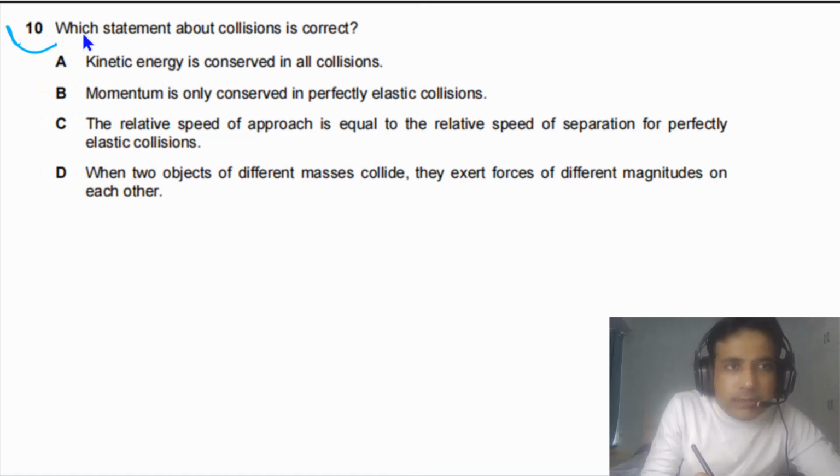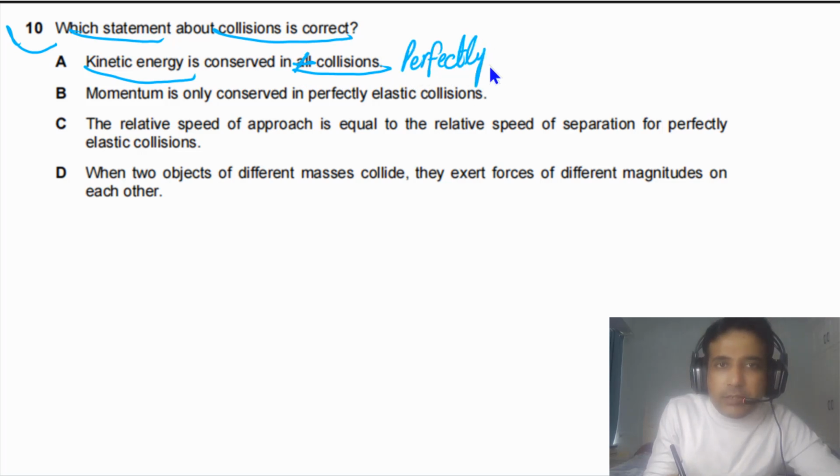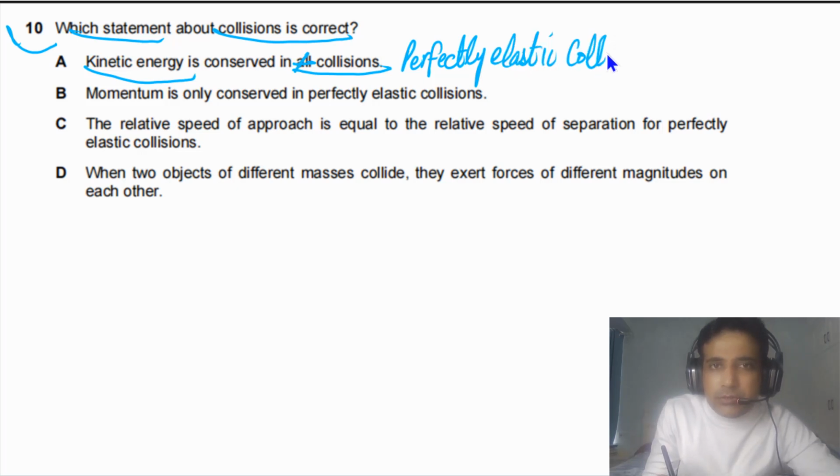Question number 10 says, which statement about collisions is correct? If you look at option A, it is given to us that kinetic energy is conserved in all collisions. And this one is incorrect because kinetic energy is only conserved in a perfectly elastic collision. So option A is incorrect.